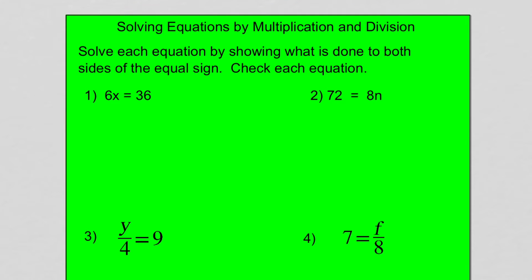So recently we have done solving equations by both division and multiplication. What can happen when you start to do these kinds of equations is you can start to confuse what you do with each one. So let's take a look at a few examples where we mix them a bit. We're going to solve each equation and we're going to check each equation.